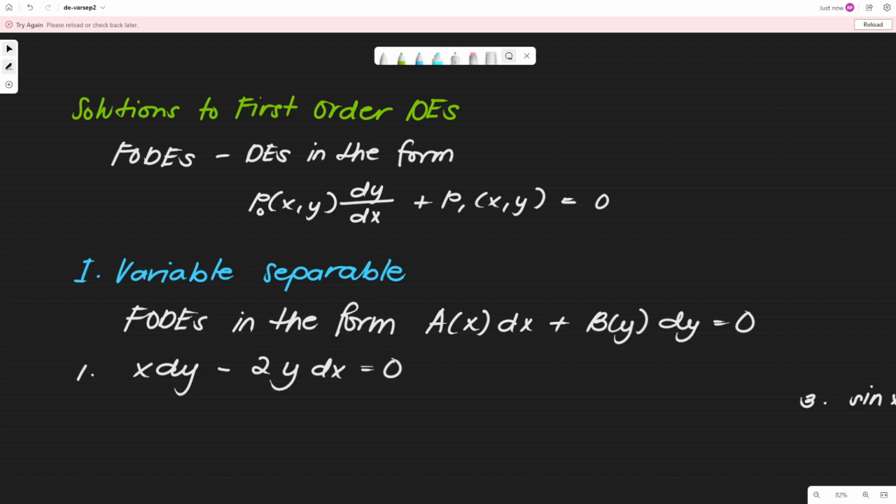Okay, so we have actually quite many methods of solving different first order differential equations. So we have variable separable, homogeneous coefficients, exact equations, integrating factors, by inspection, so on and so forth. So we will discuss that in the run of this course. So let's first discuss the very easiest among all the solutions, which is variable separable.